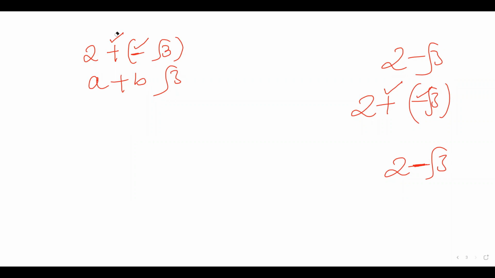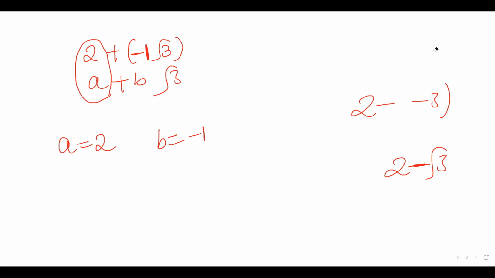So now I can pick my a value, which is 2. In the same way, b will be minus 1. If there is no number over here, it is understood 1 root 3 is there. So b value will be minus 1. These are a and b values. That's it.